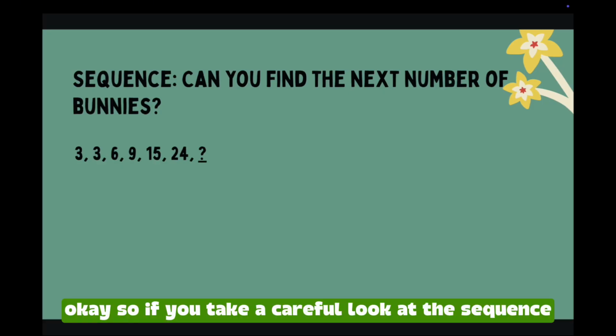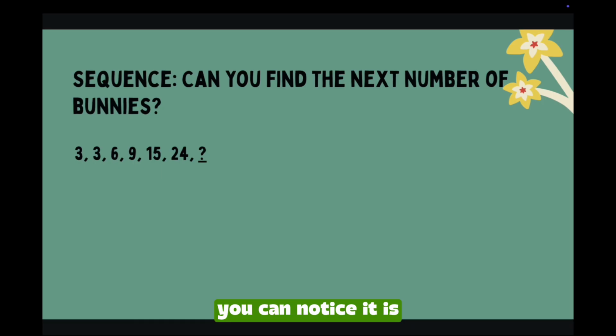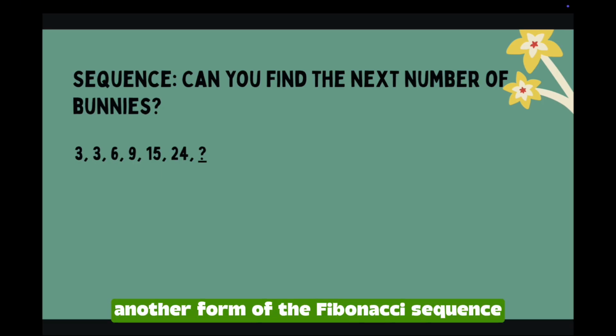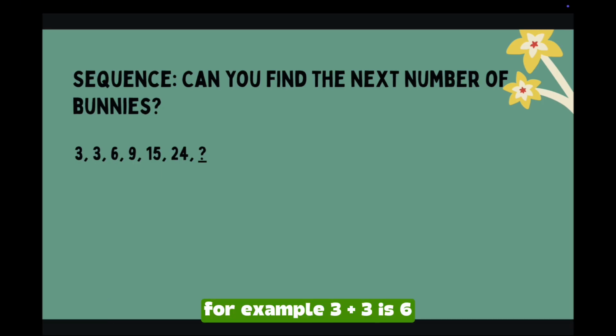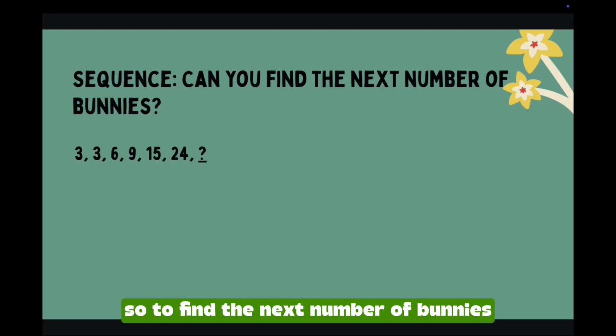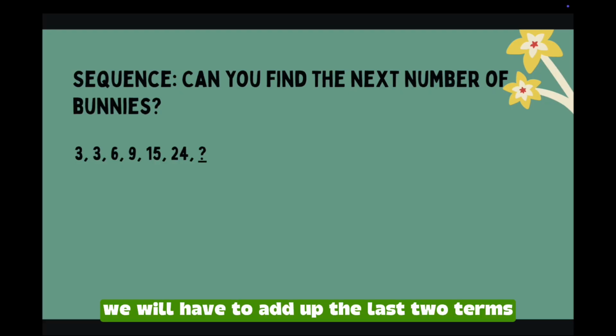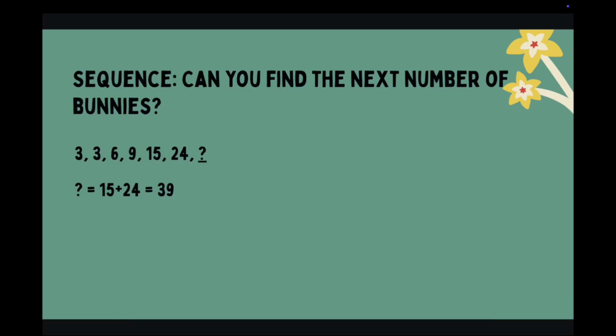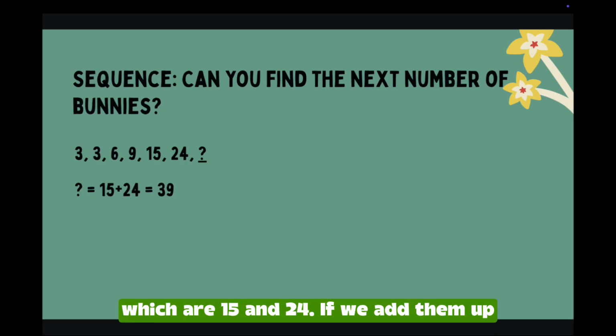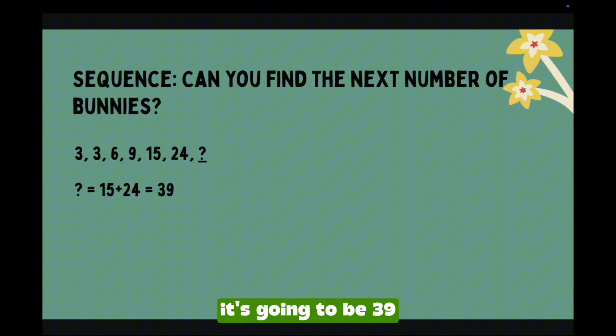Okay, so if you take a careful look at the sequence, you can notice it is another form of the Fibonacci sequence. For example, 3 plus 3 is 6. The next step, 3 plus 6 is 9. 6 plus 9 is 15, and so on. So to find the next number of bunnies, we will have to add up the last 2 terms we see in the sequence, which are 15 and 24. If we add them up, it's going to be 39.